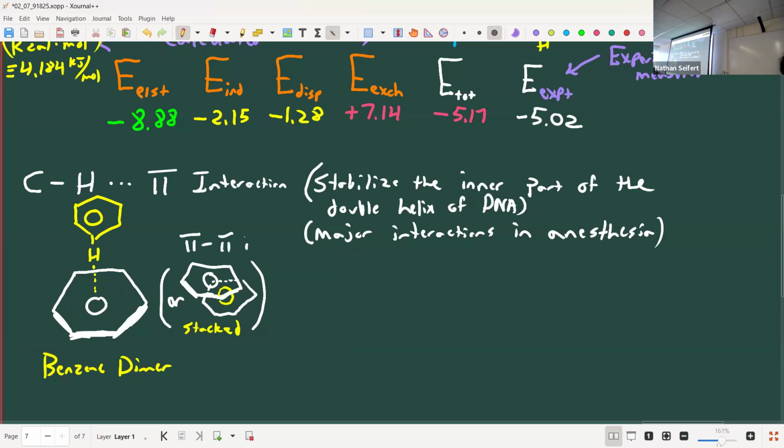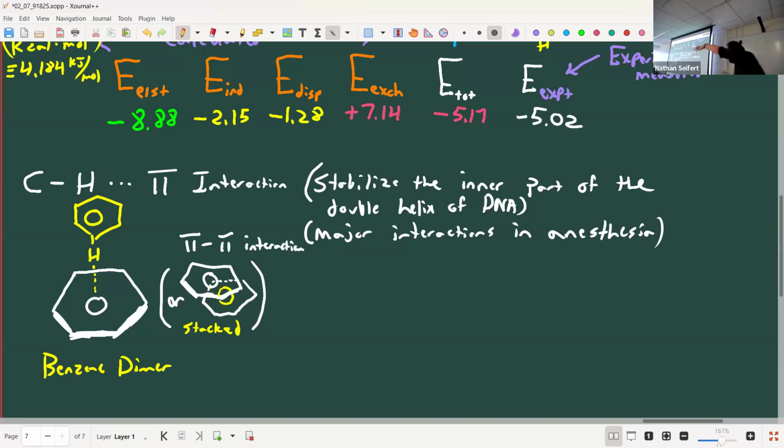But this is what's called a pi-pi interaction. The two rings together, because the two pi systems, two double bond systems of the ring are interacting, they sit together like two pieces of paper. Whereas this is a finger pointing into the donut instead of two donuts on top of each other. Okay.